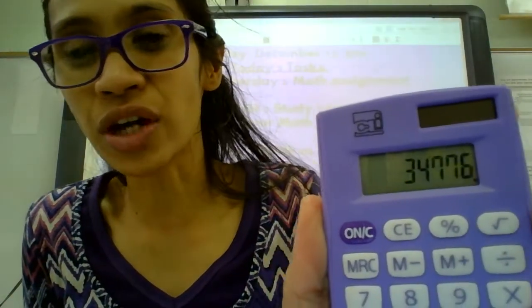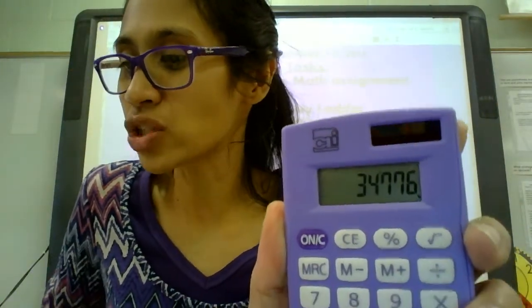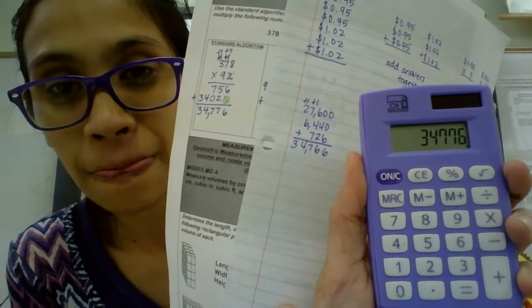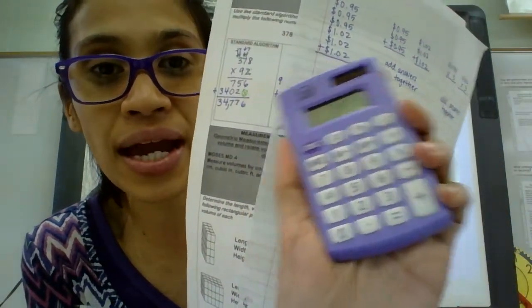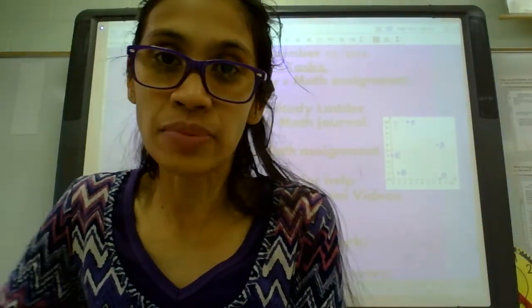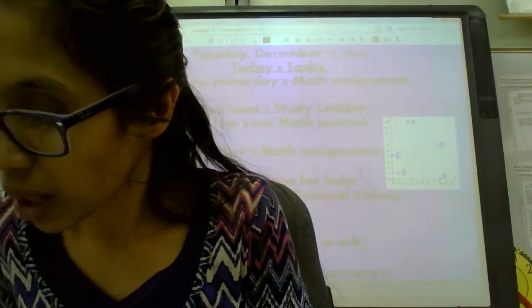378 times 92 equals 34,776. So since I saw that, which answer does that match? That first one. So that means that first one, the standard algorithm, is correct, and the second one is wrong. Why do I keep messing up on this one? What? I am not an expert at this area model. Let me double check.